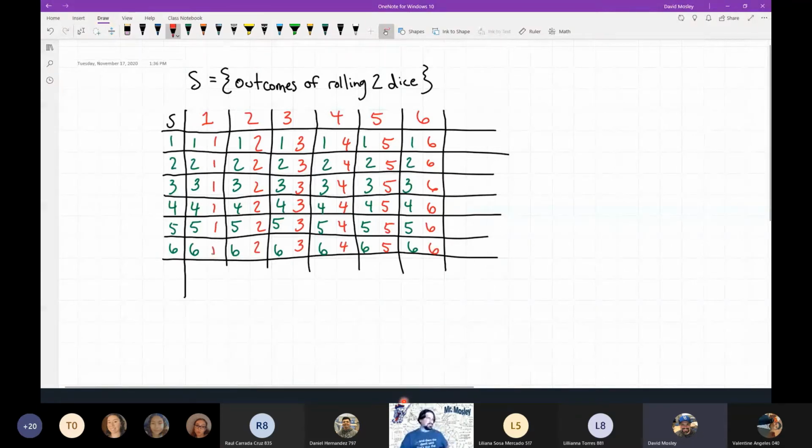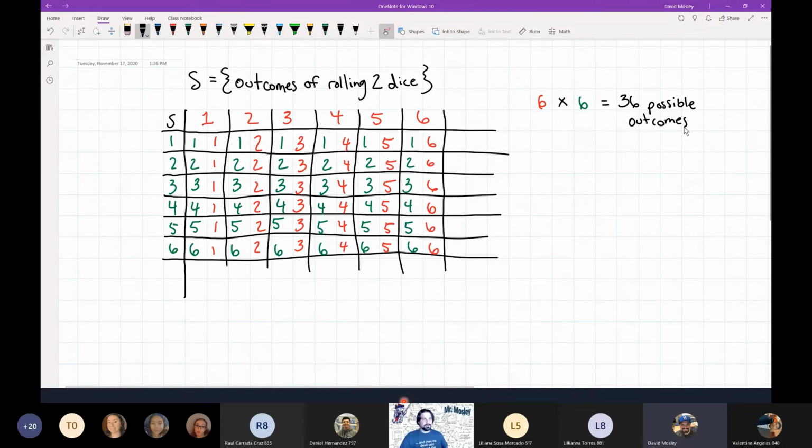I have my sample space representing all the different possible rolls when you roll 2 dice. We do get that there are 6 possibilities from the red dice times 6 possibilities from the green dice, which gives us 36 possible outcomes. Each outcome is equally likely.